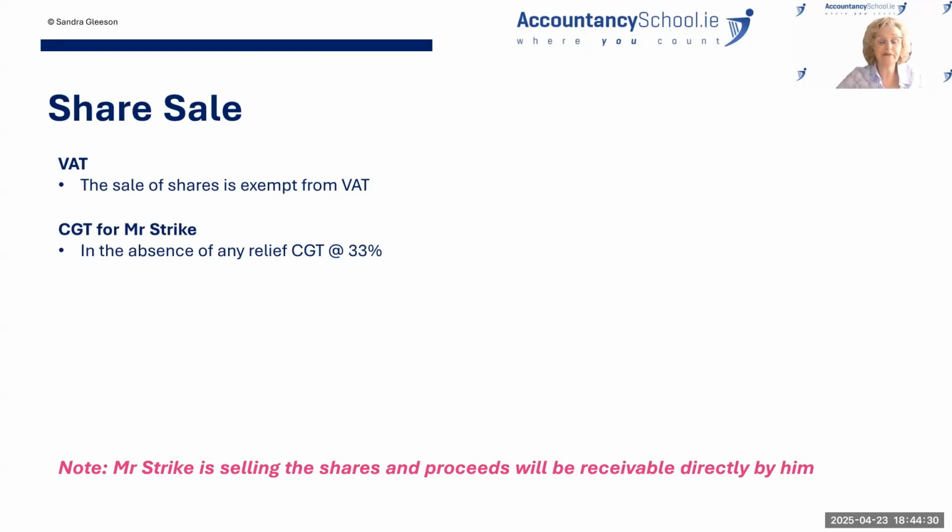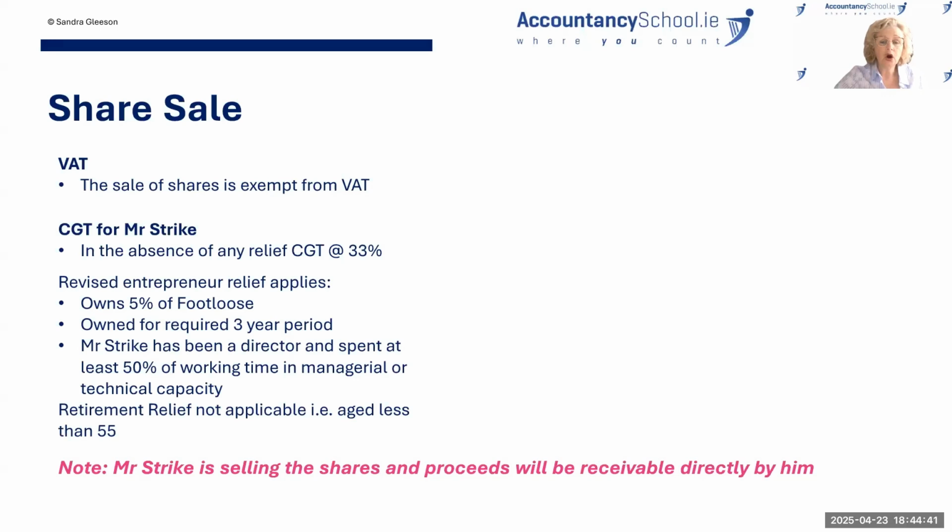Now, what relief might be available? We know already that retirement relief is not, but revised entrepreneur relief is. So we need to identify if he satisfies the conditions. He owns 5% or more of Footloose. Check that condition. He's owned that percentage of the shares for a period of 3 years or more. He's owned them for 10 years. And he's been a director and spent at least 50% of his working time in a managerial or technical capacity. So the conditions for revised entrepreneur relief are satisfied.